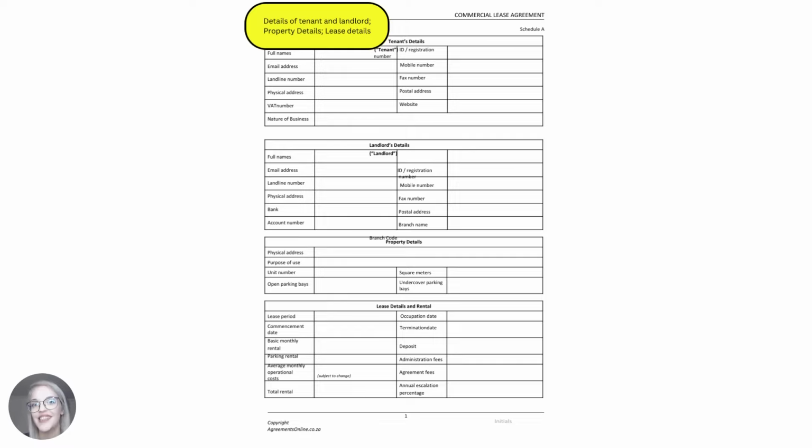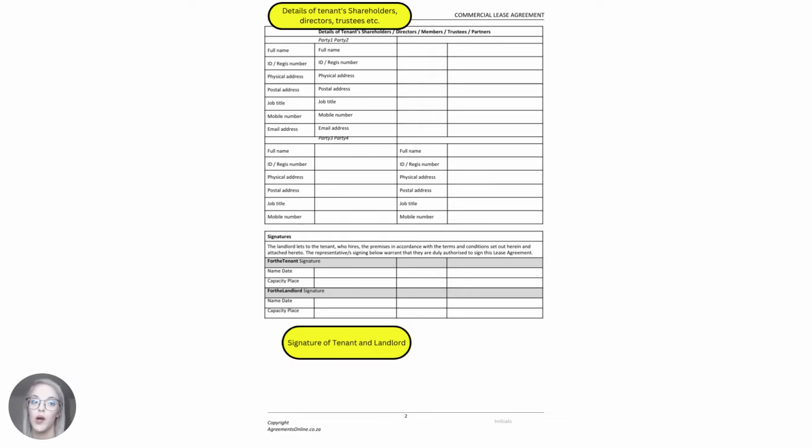Today I'm taking you through our commercial lease agreement without the involvement of a real estate agent. Let's jump into it. We start off by filling out the details of both the tenants and the landlord, as well as filling out the property details and lease details. Those are things such as the physical address and rental amounts as well.